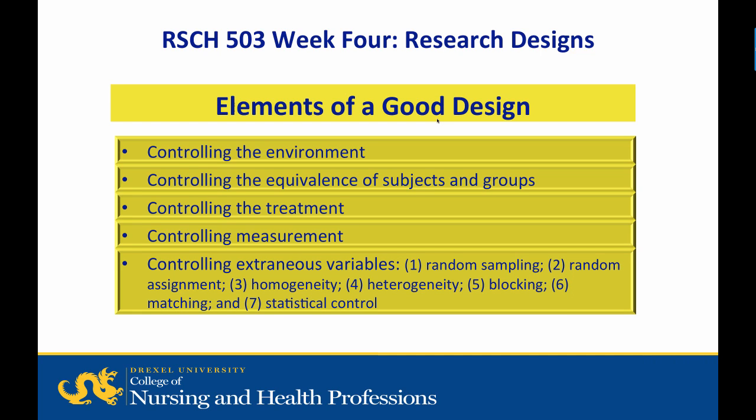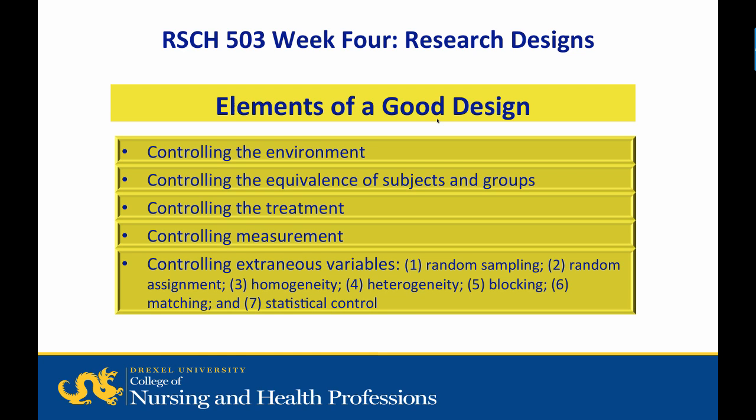After reviewing the above slides, the elements of a good research design include 1. Controlling the environment. 2. Controlling the equivalence of subjects and groups. 3. Controlling the treatment. 4. Controlling the measurement. And 5. Controlling extraneous variables that may influence the dependent variable by 1. Random sampling. 2. Random assignment.